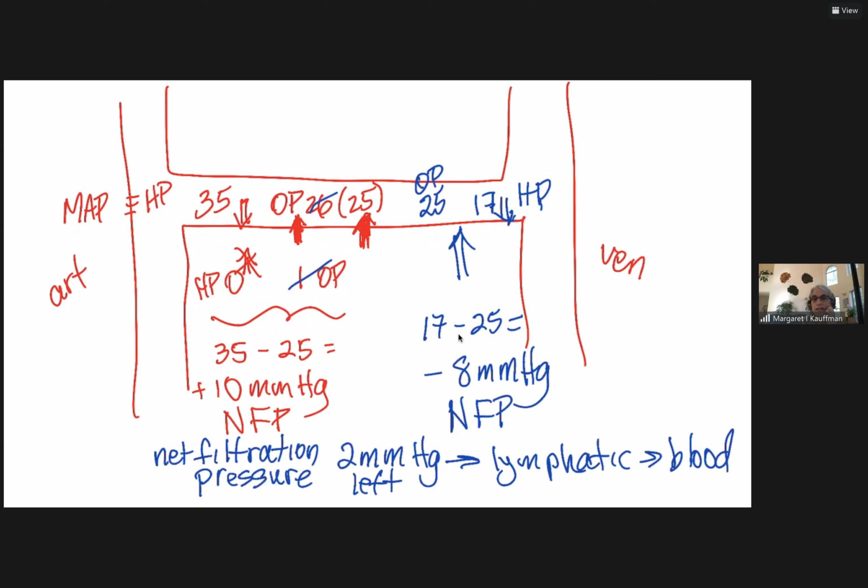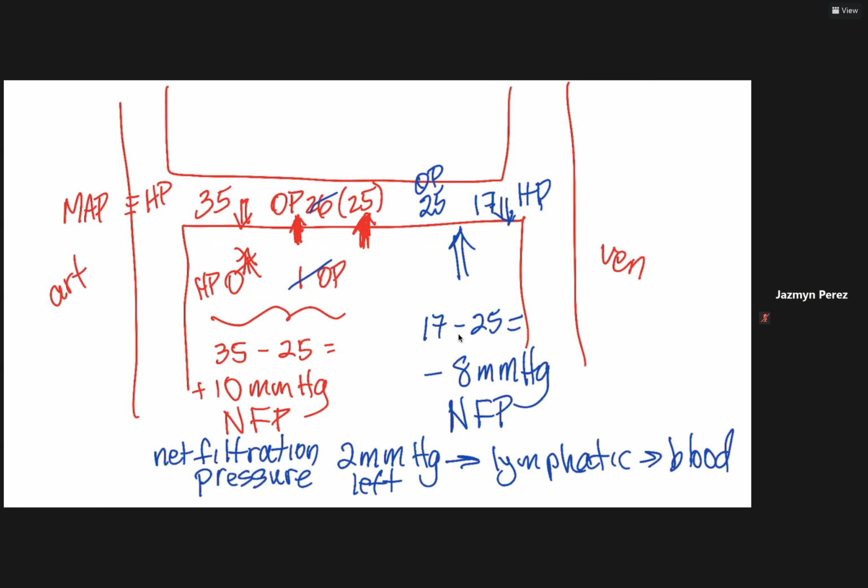Okay, so any questions on that? Professor, I have a question. Sure. I just wanted to confirm this was part of Essay 5, how it says to quantitatively describe how hydrostatic and osmotic pressure drive capillary exchange. It is, yes. It's exactly what Essay 5 is talking about, right in the middle of it.